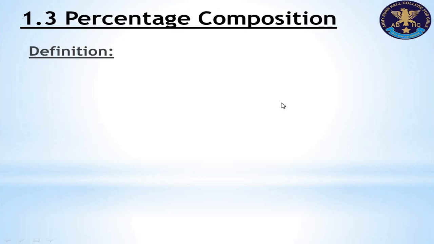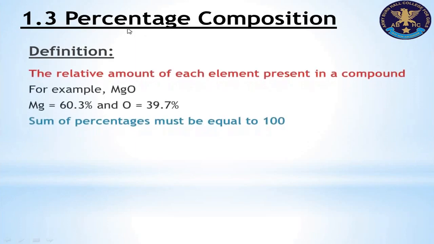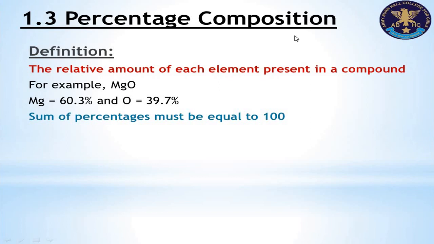If we have any compound, we are familiar with this thing, that the compound is composed of different elements. So the relative amount of each element present in the compound is called percentage composition. This is the definition of percentage composition. For example, we have magnesium oxide.